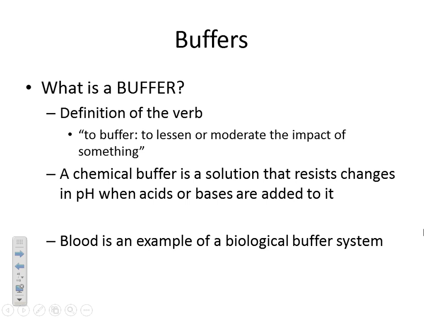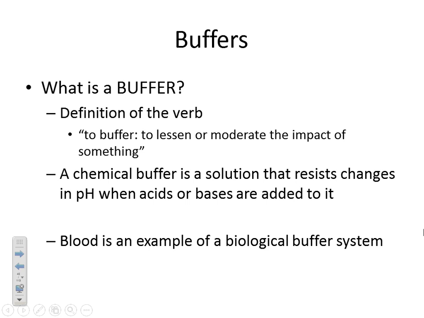A chemical buffer, so in this context, talking about a buffer in chemistry, is a solution that resists change in pH. So that's what a buffer is. It is capable of resisting change in pH when you add an acid or a base to it. You add some strong acid or some strong base and you don't get a huge pH change. You get a very minor pH change, and that's a buffer. It moderated the impact of that added strong acid or strong base.